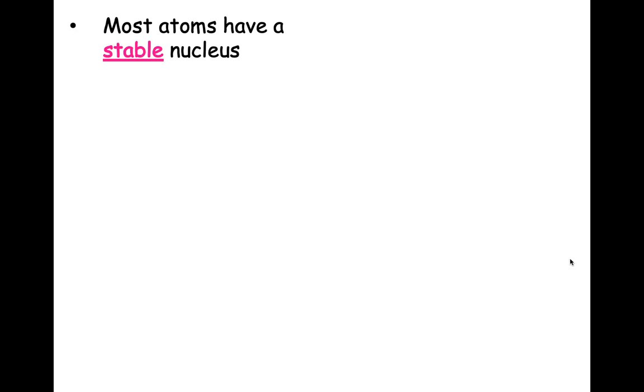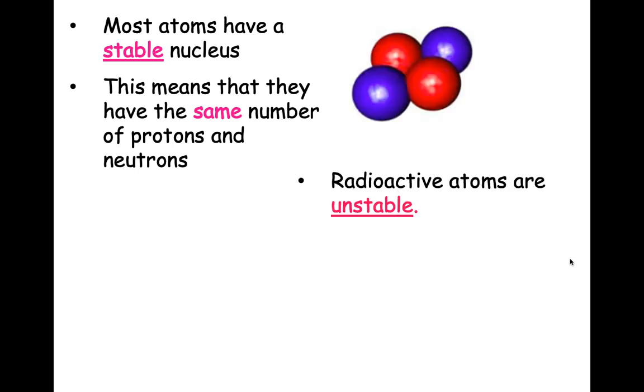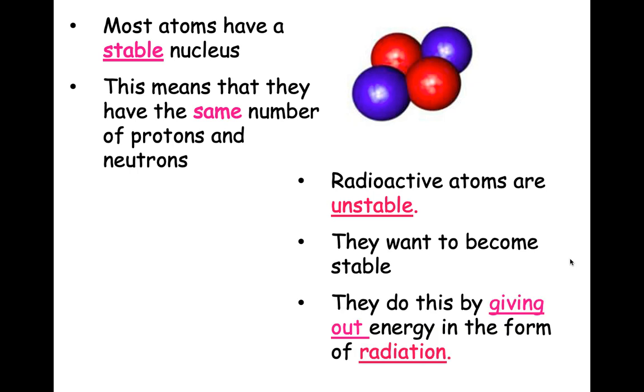So most atoms have a stable nucleus. That means that they have the same number of protons and neutrons. Radioactive atoms are unstable, but they want to become stable. They do this by giving out energy in the form of radiation.